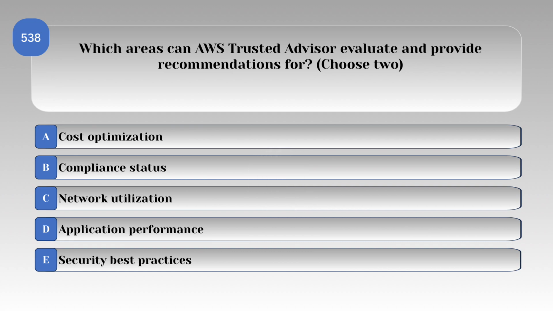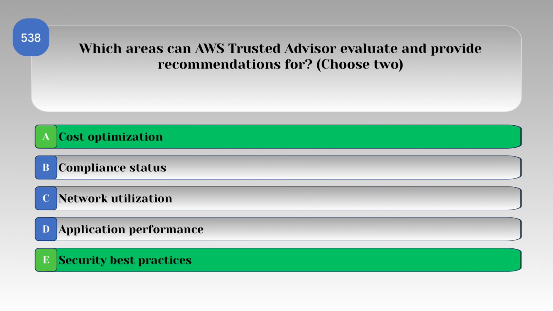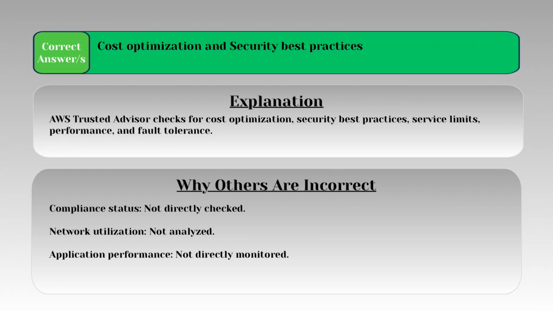Correct answers, cost optimization and security best practices. Explanation. AWS Trusted Advisor checks for cost optimization, security best practices, service limits, performance, and fault tolerance. Why others are incorrect? Compliance status, not directly checked. Network utilization, not analyzed. Application performance, not directly monitored.